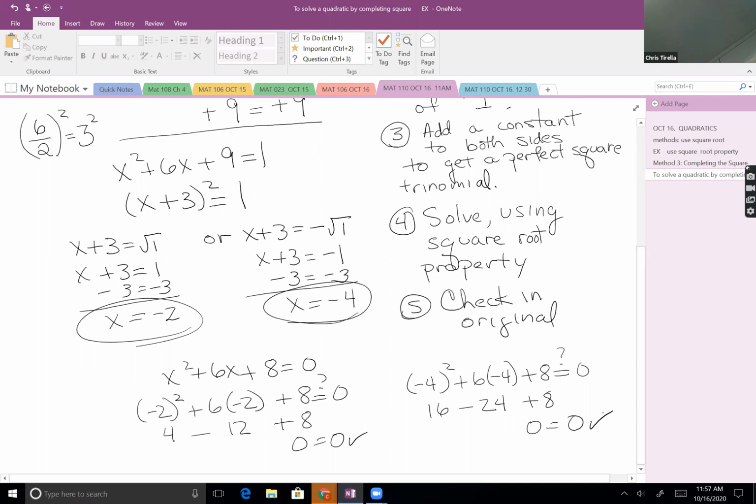How's that look? Let's try another example. Can I turn the page? Yep.